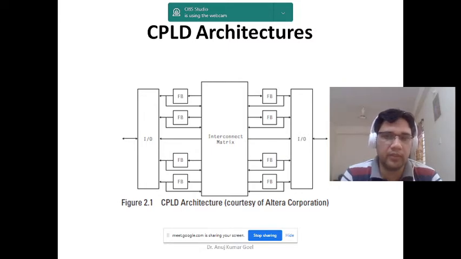Okay, so the three blocks are: the input output block, which either receives the input or gives the output. Second block is the interconnect matrix, which is just a cross point switch, which is used to make the connection between different elements. Different elements means it either makes the connection with the input output block, or it connects different functional blocks. Then the third most important part is the functional block. Functional blocks in themselves consist of different PALs, programmable array logics. And different functional blocks can be connected with each other to implement complex functions.